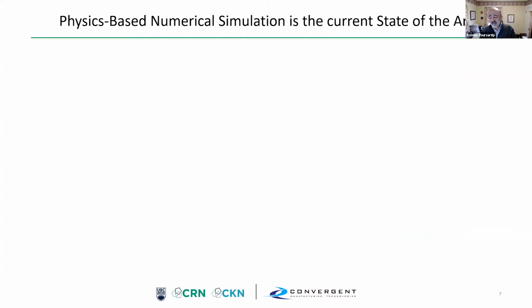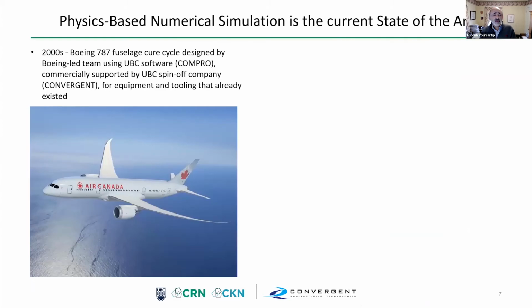So at the moment, the baseline is physics-based numerical simulation. If you look at, say, the Boeing 787, this was designed in the 2000s, and the manufacturing cycle for this airplane, remember, this plane is all carbon fiber epoxy. Boeing actually used software written by 2 UBC students, which was commercialized through Convergent, to actually design the manufacturing cycle for the airplane. At this stage, the autoclave, the tooling had all been built. So the only thing that could be optimized was the actual manufacturing cycle.